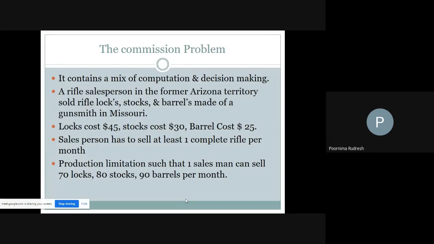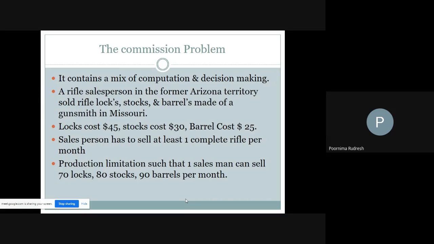Clear. So this is another problem that we are considering for unit testing. The previous two are the triangle problem and the next date function problem, and the third one is the commission problem. In the commission problem, this problem is related to sales: the number of sales the salesperson is making, the total sales, and what commission amount the salesperson gets after selling so many rifles. Understood.